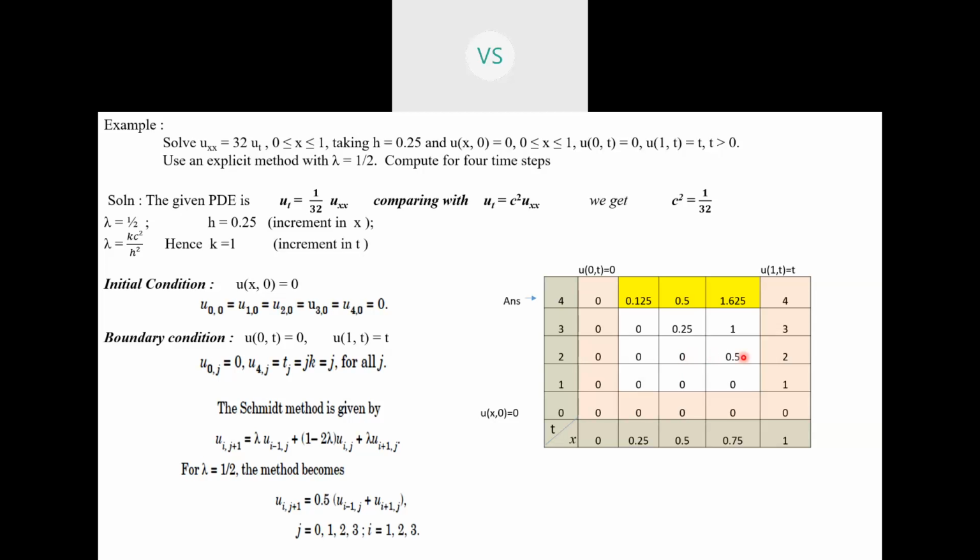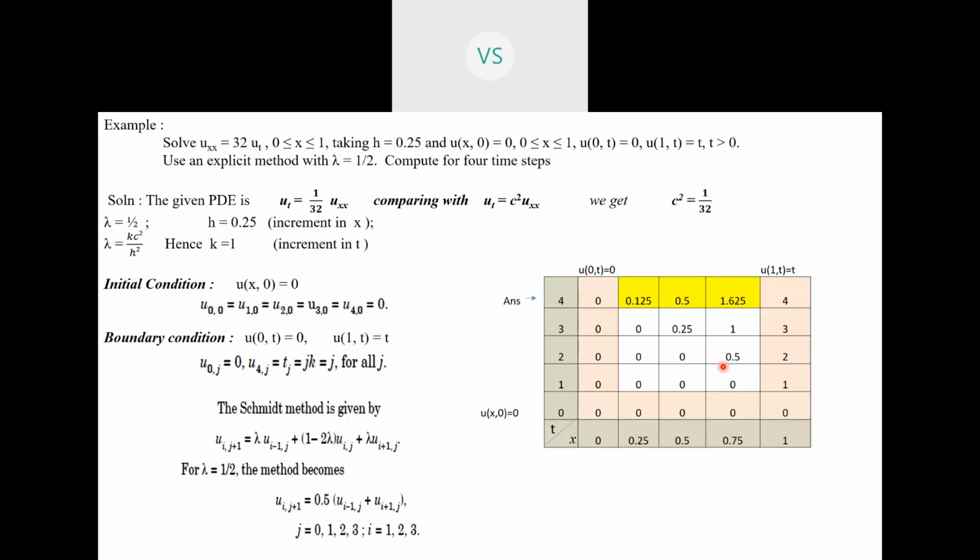Now for this point over here, we'll apply the formula. Which formula? We are finding the nodal point over here. What is the formula? 0.5 into left term plus right term. What has happened to the middle term? It has become 0. So what is remaining? Left term plus right term, 0.5 into left term plus right term.